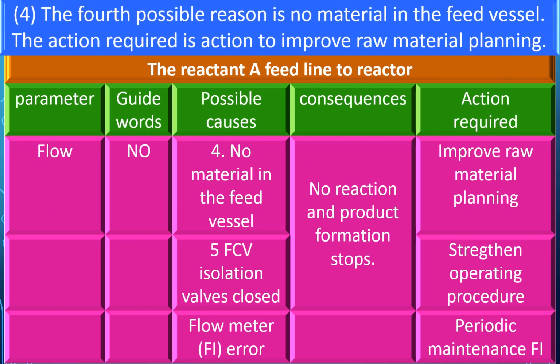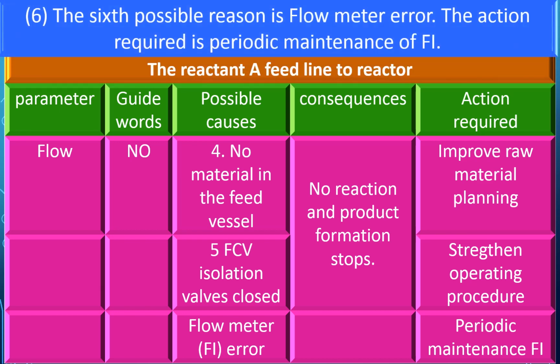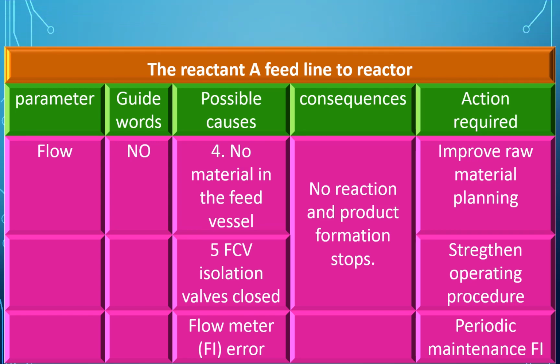The fourth possible reason is no material in the feed vessel. The action required is to improve the raw material planning. 5. The fifth possible reason is FCV isolation valve is closed. The action required is to strengthen the operating procedure. 6. The sixth possible reason is flow meter error. The action required is periodic maintenance of flow instrument.